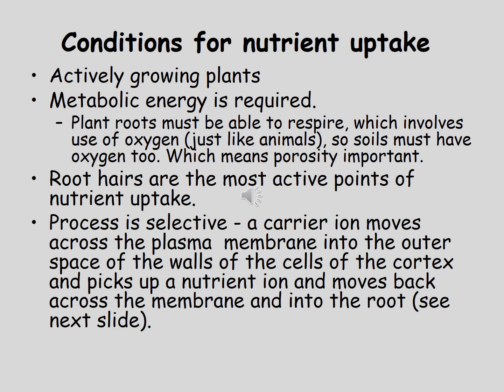What are some conditions where nutrient uptake occurs? Well, the plants have to be growing. Metabolic energy is needed. Plant roots must be able to respire. They are cells, and they do metabolism. And so plants are able to make their own food. They make sugars through photosynthesis, but then they store those sugars, and when they need them for metabolic processes like growth, they break those sugars down in the process of respiration, and they create oxygen.